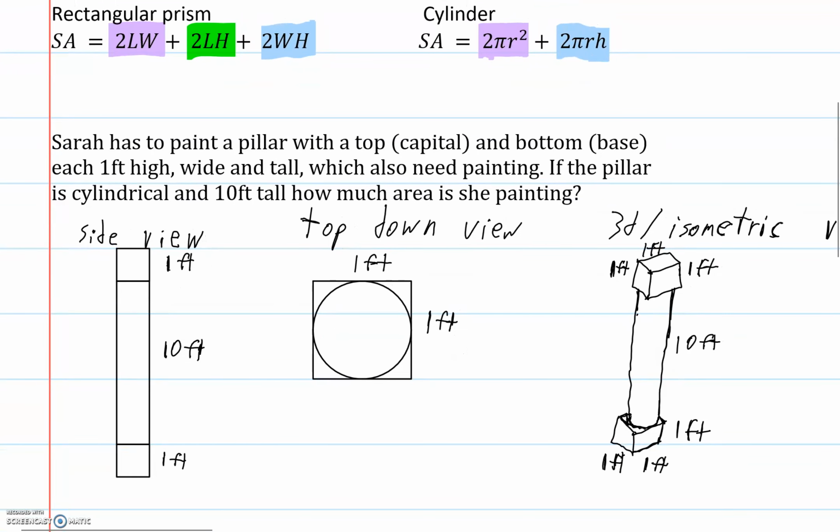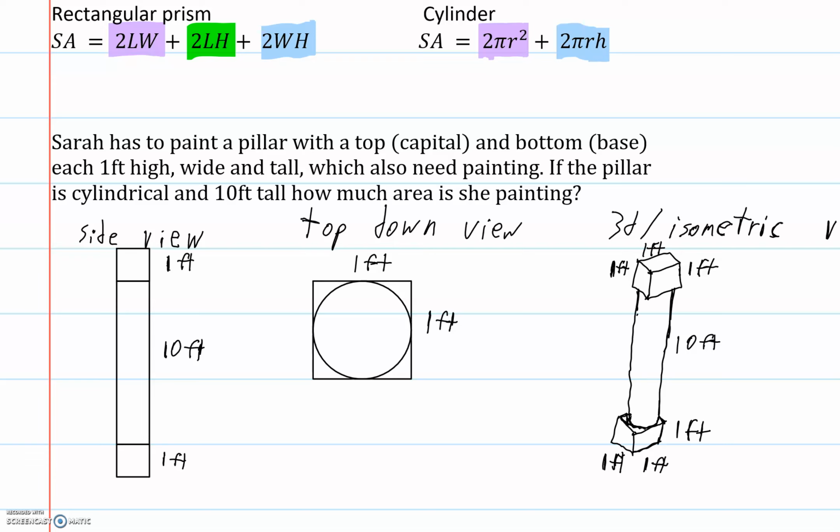So Sarah has to paint a pillar with the top, which is called a capital, and a bottom, which is called a base, each 1 foot high, 1 foot wide, 1 foot tall, which also needs to be painted. If the pillar is cylindrical and 10 feet tall, how much area is she painting?